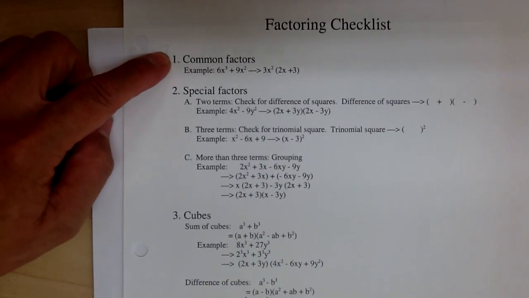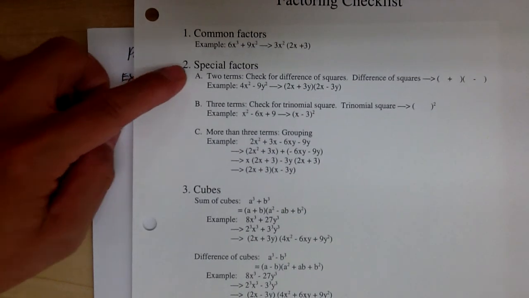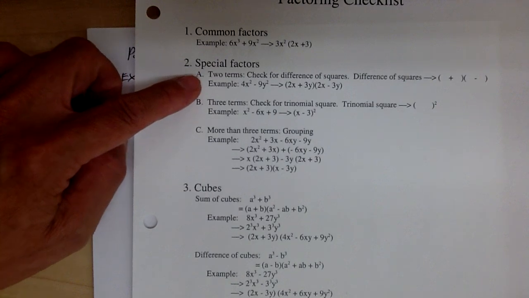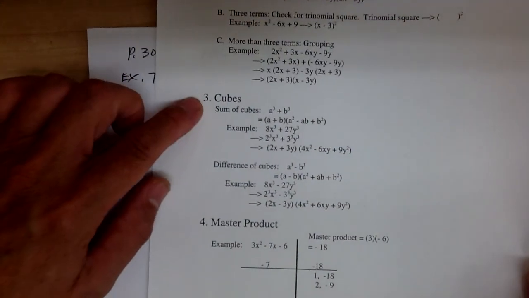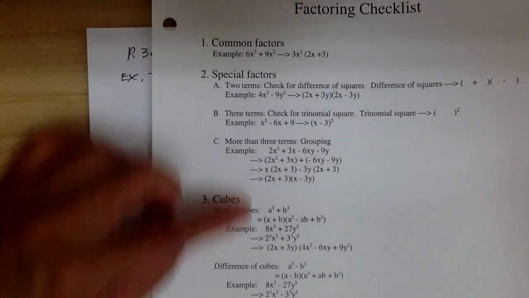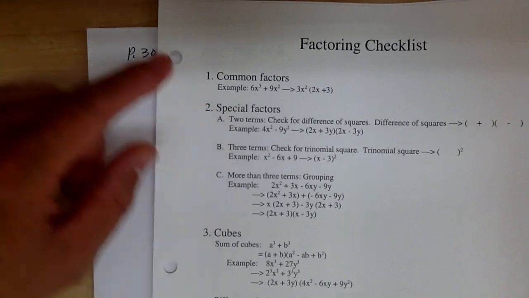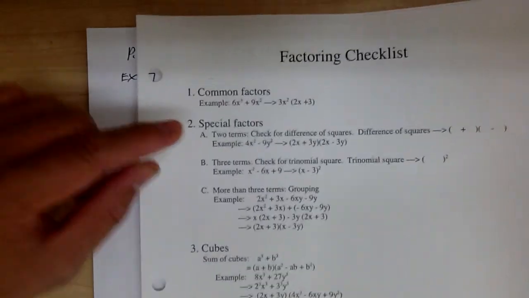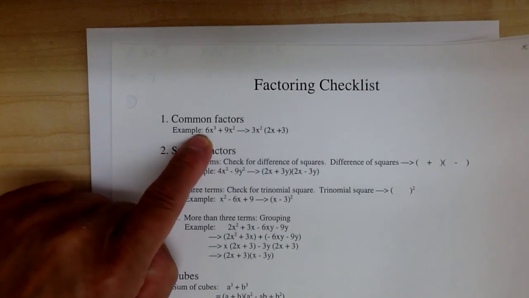First, you do the common factor. Step 2, you do the special factor. And for the special factor, you have to look at the number of terms, right? You've got 2 terms, 3 terms, or more than 3 terms. And after that, you do the cube and the master product. We're going to cover more of this as we get to it. Right now, we're going to do the first step. Every time you're doing the factoring, you go through the steps. So step 1, let's do the common factor.